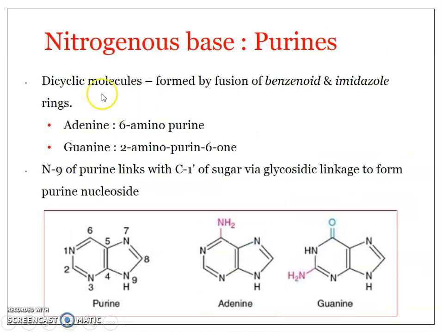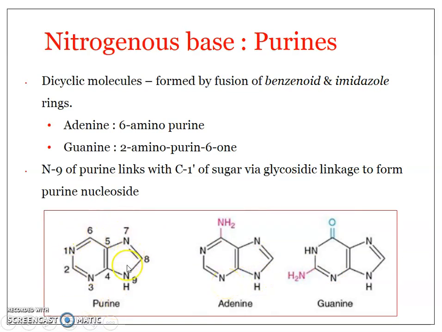Coming to the next group of nitrogenous bases, purines. Purines are dicyclic molecules, formed by the fusion of a benzenoid ring and an imidazole ring. Okay, the 6-membered ring is known as a benzenoid ring, and this 5-membered ring with nitrogen is the imidazole ring. Now there are 2 types of purines, adenine and guanine. If you see adenine, it is 6-amino purine.